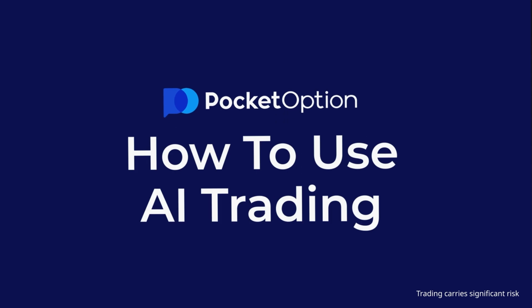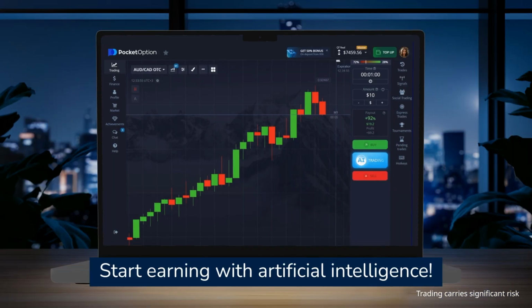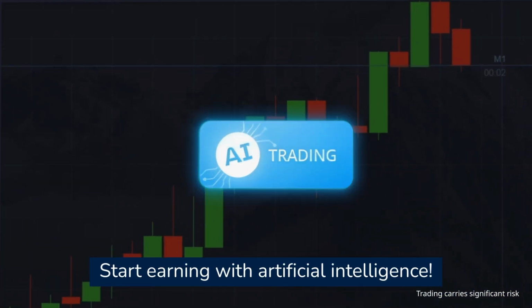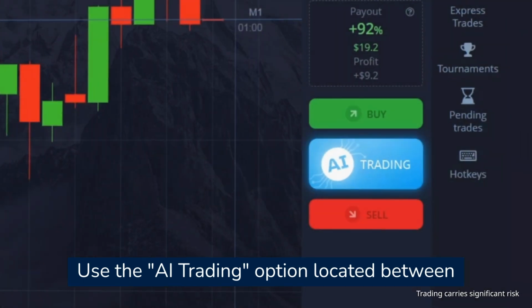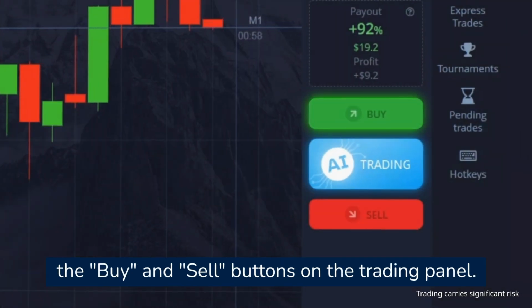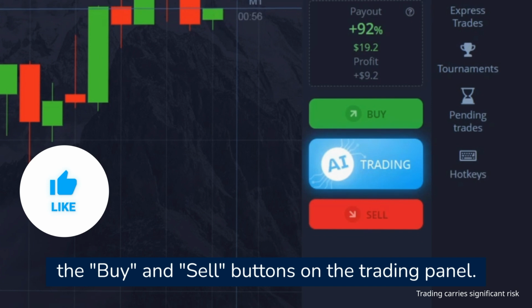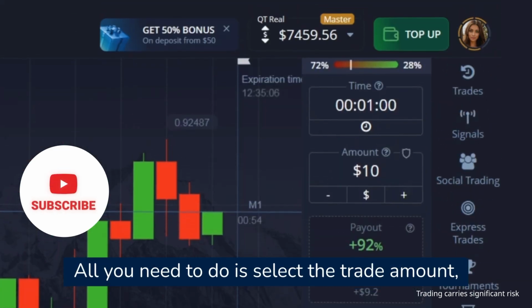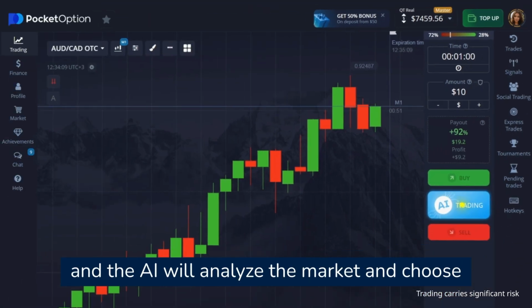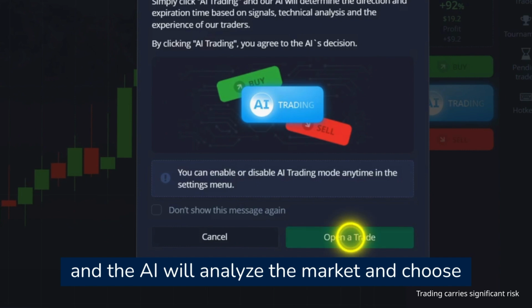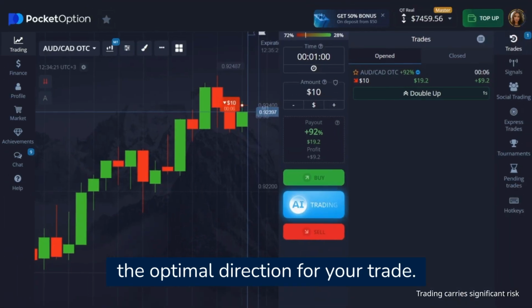How to use AI trading. Start earning with artificial intelligence. Use the AI trading option located between the Buy and Sell buttons on the trading panel. All you need to do is select the trade amount, and the AI will analyze the market and choose the optimal direction for your trade.